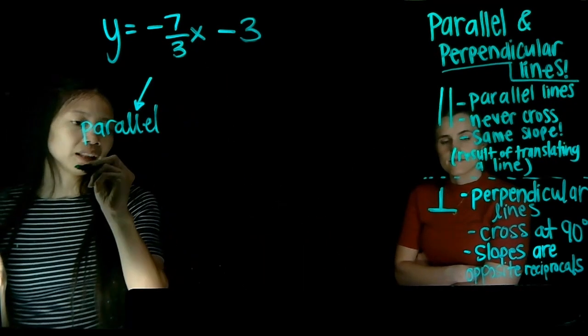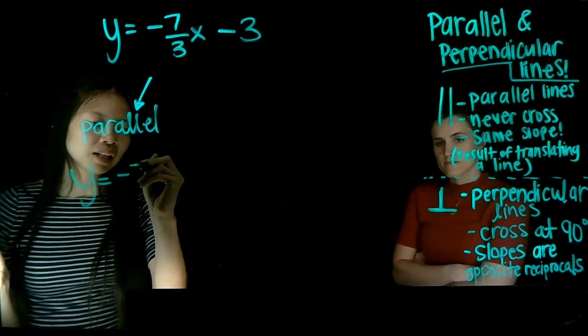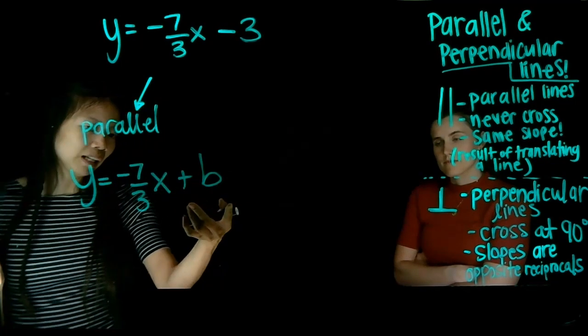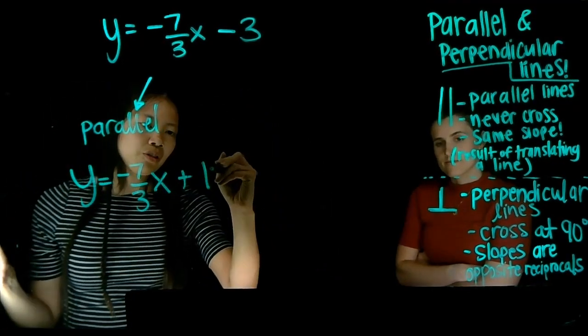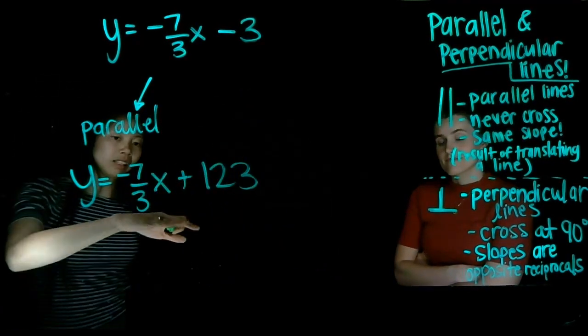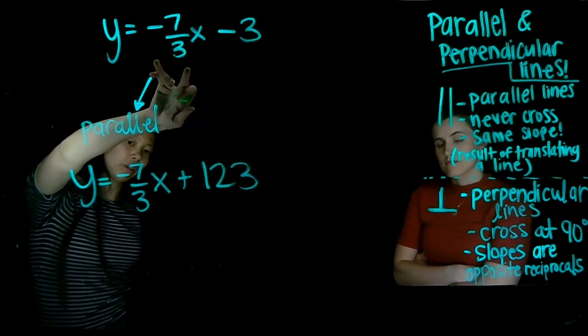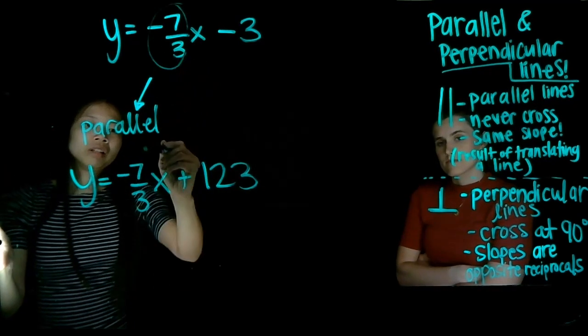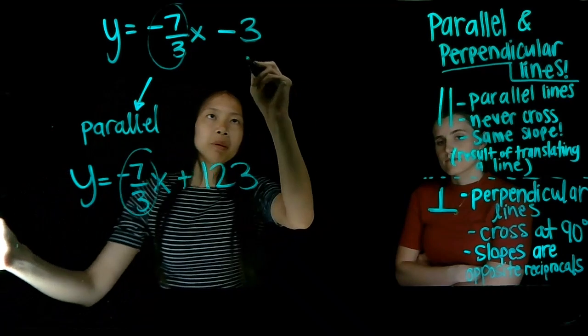So I can write literally any equation I want. Y equals -7/3 x plus, this could be any number. So this could be plus 123, whatever, it doesn't matter. This will be parallel with this if I were to graph them because my slopes are the same. What if I had a perpendicular one?